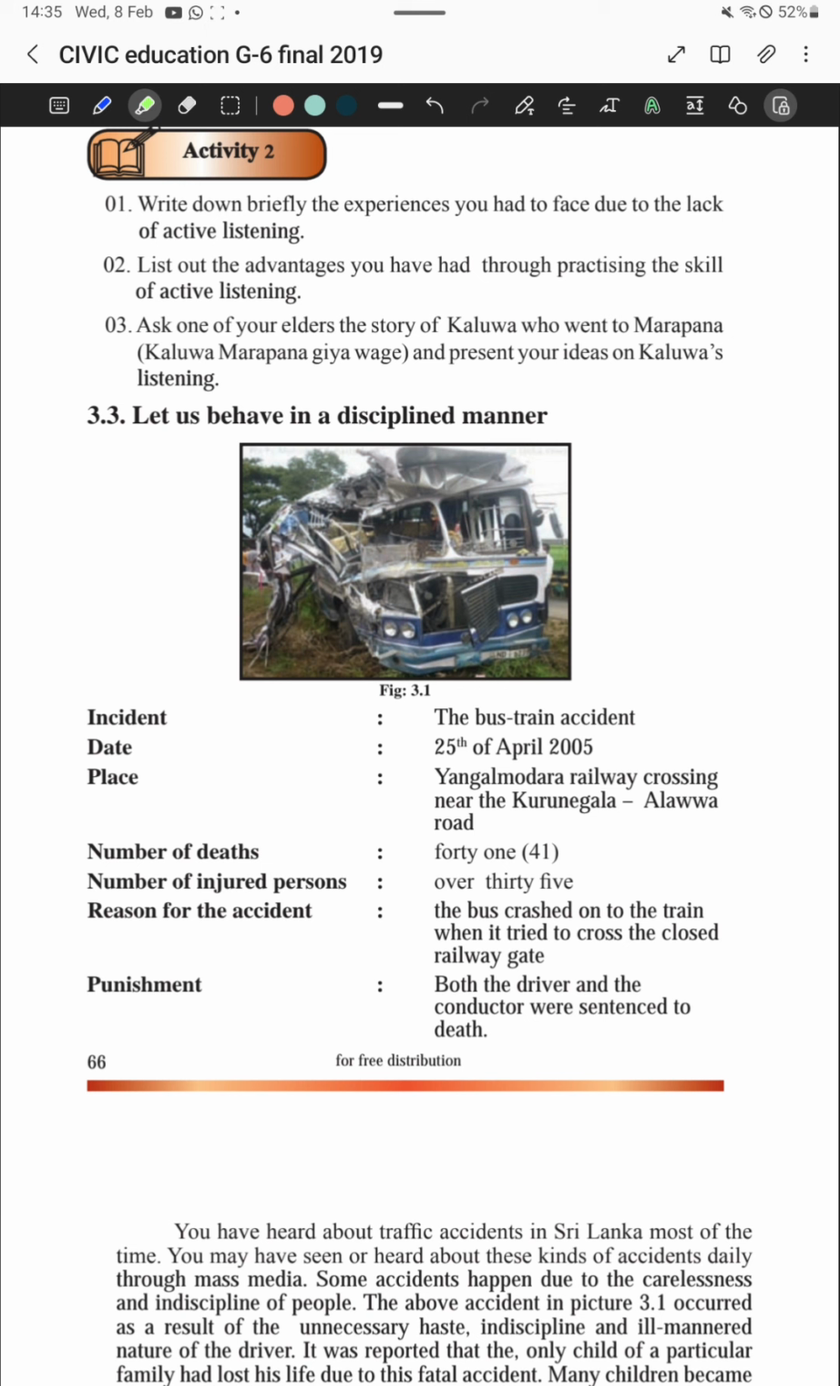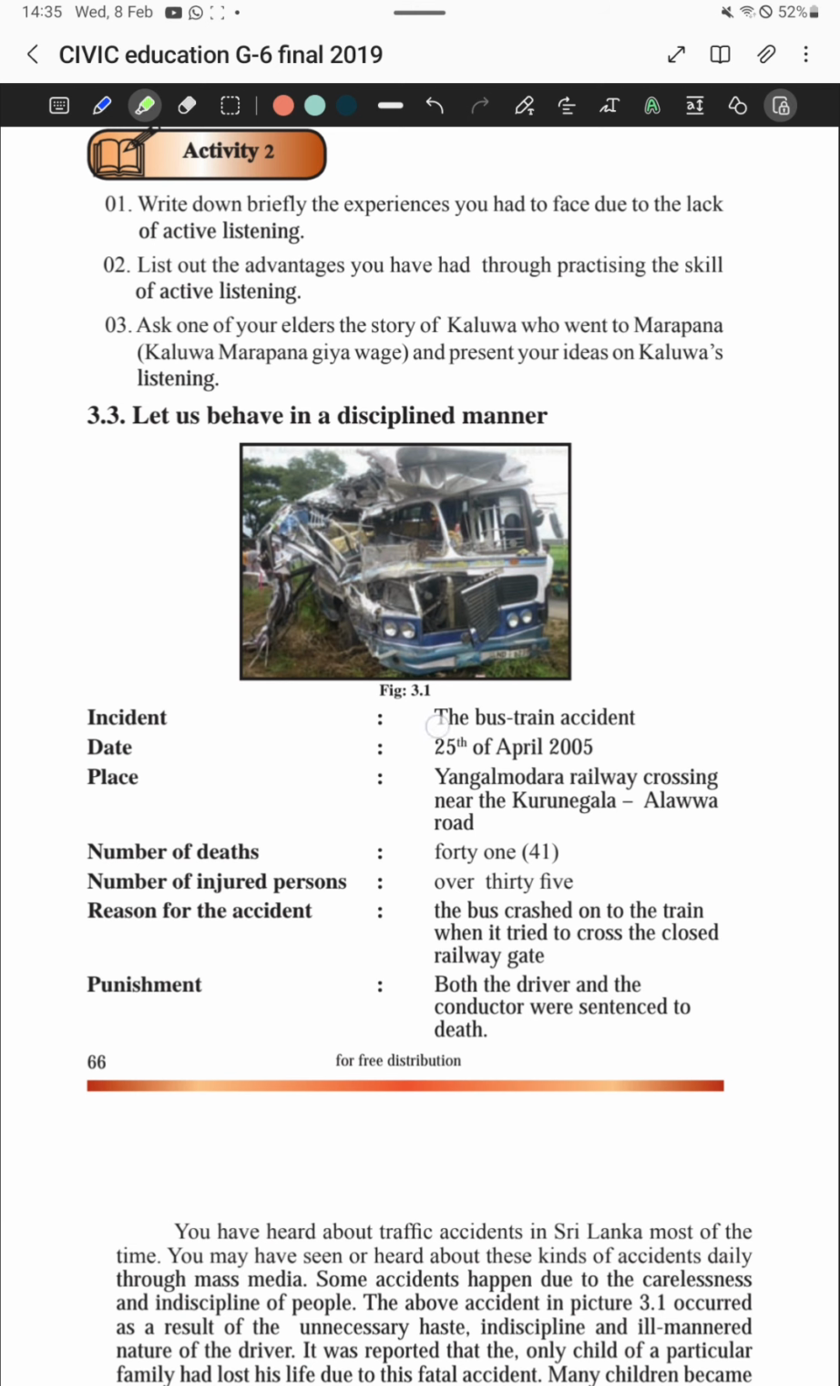This is a photo of an accident that happened at the Yangal Modar railway crossing near the Kurunegala Alavu road, right? So the bus and the train collided, right? Many deaths were found, right? 41 people were killed and over 35 people were injured, and the bus crashed into the engine of the train, and that was severe damage.